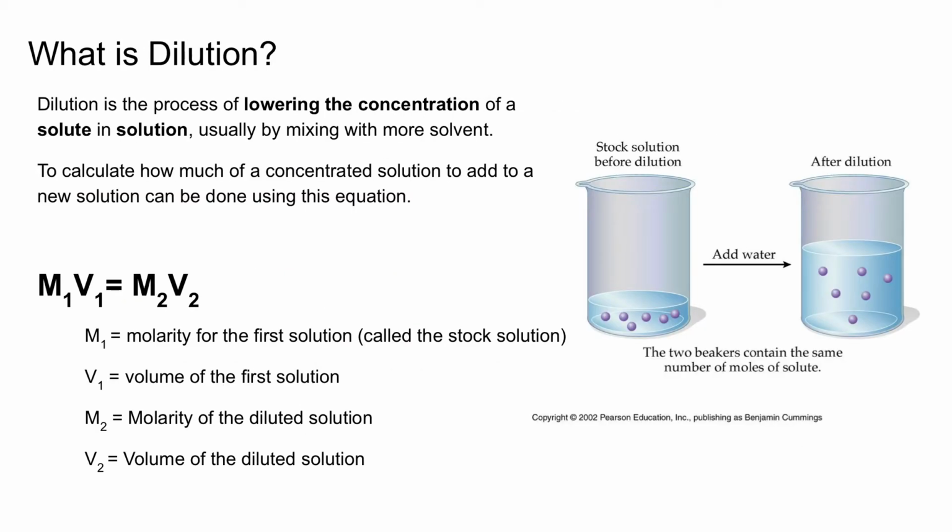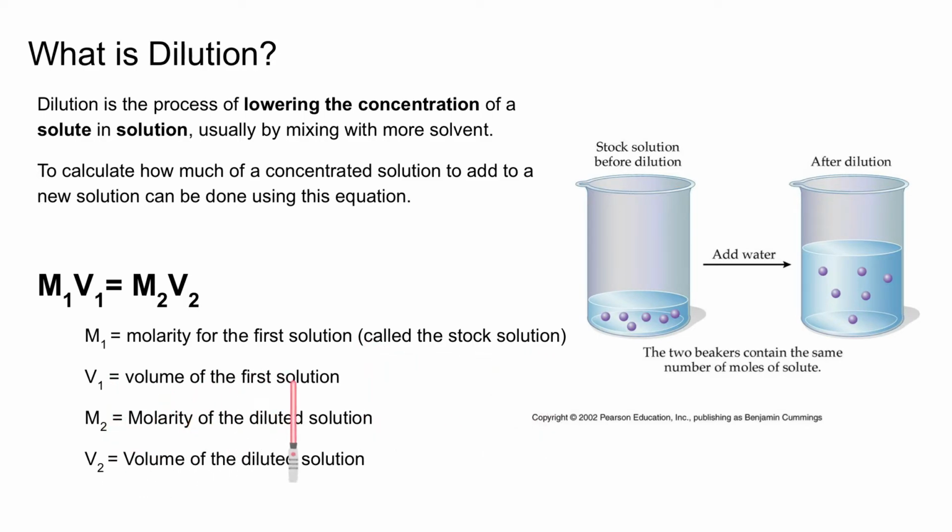So what is dilution? Dilution is the process of lowering the concentration of a solute in solution, usually by mixing it with more solvent. To calculate how much of a concentrated solution to add to a new solution can be done using this equation: M1V1 equals M2V2, where M1 is the molarity of the first solution and is called the stock solution.